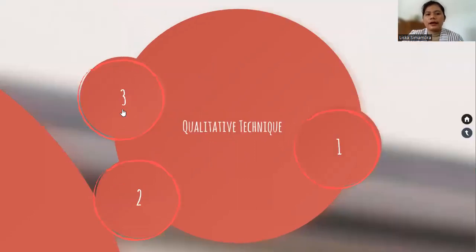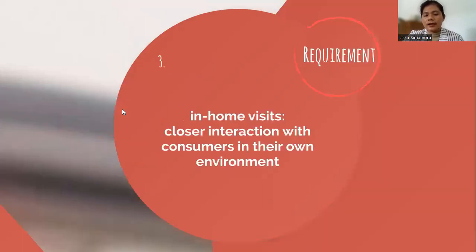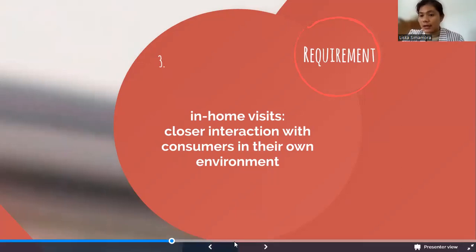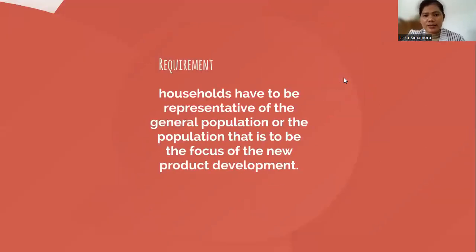Okay, and then the third point about qualitative technique is to get information by doing in-home visits. So we can visit our participant at their home. Okay, so it will help us to experience a closer interaction with consumers in their own environment. So they feel like at home when they are at home, and when we ask the question, they will feel secure. Okay? What is the requirement for this?